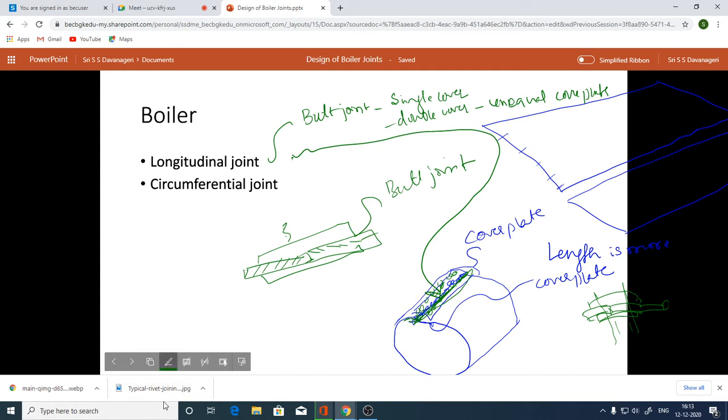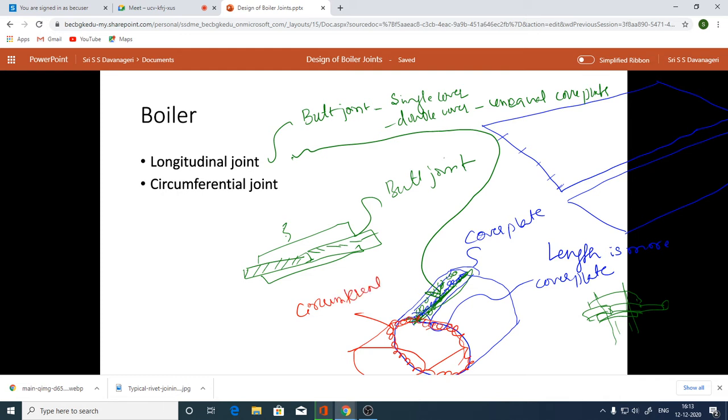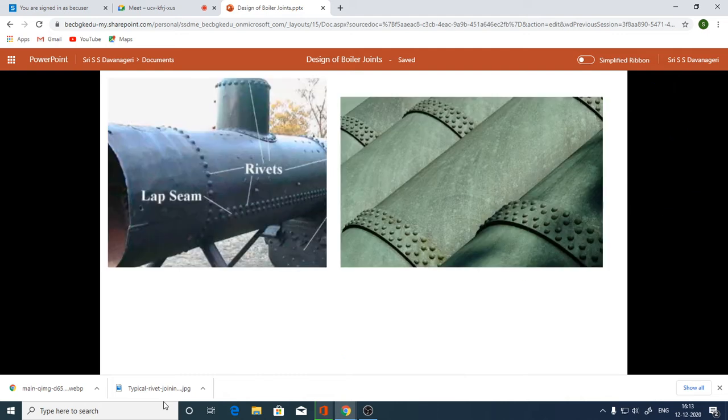Now, as I said, if the required length is more, again you need to join one more shell here. Joining of this peripheral portion is called a circumferential joint. The circumferential joint is always a lap joint here, always a lap joint. You can just look here.